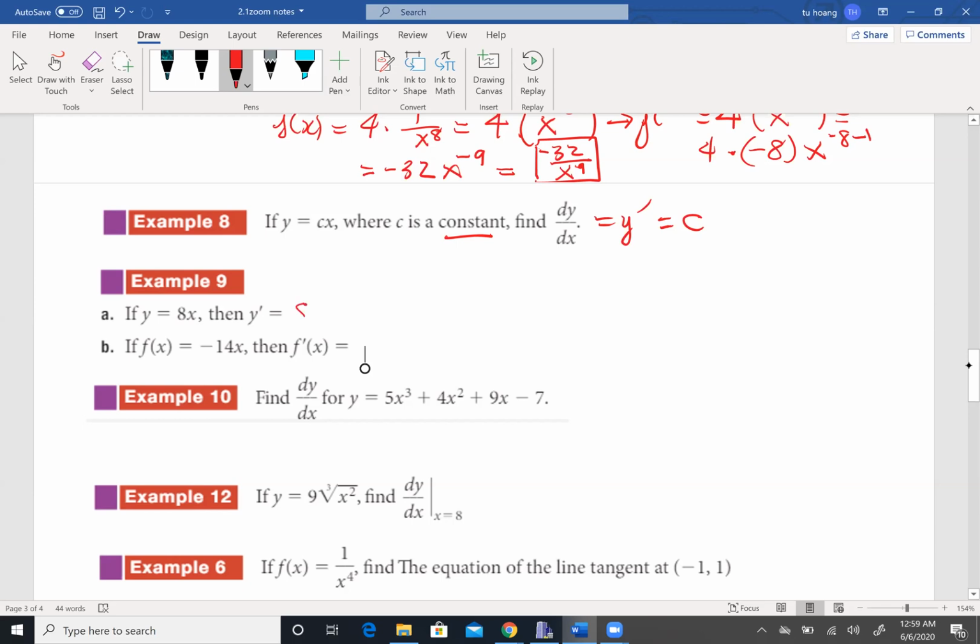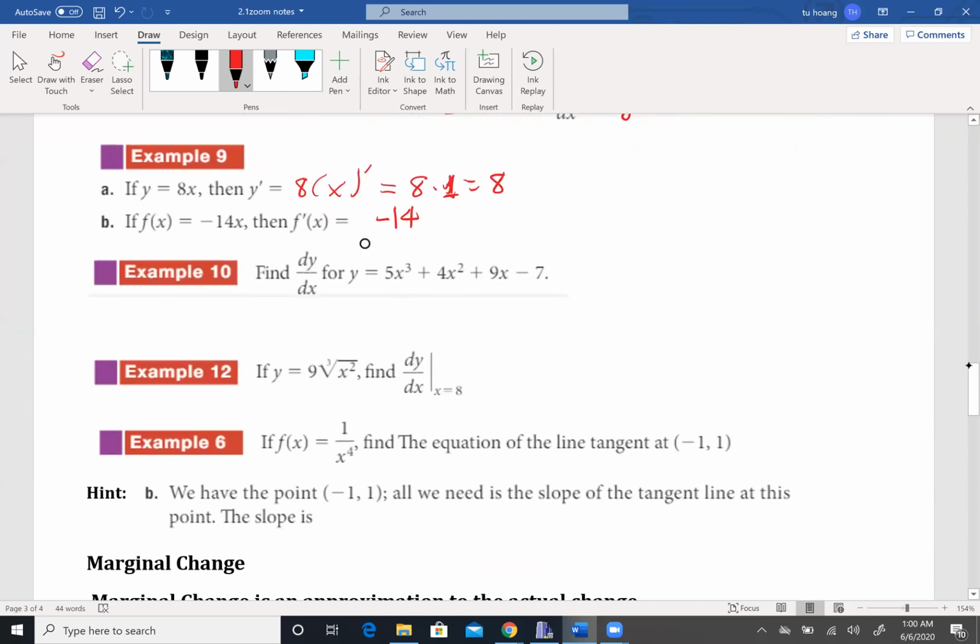So I'm going to just keep 8 and then take the derivative of the x here, and then I'm going to have 8 times 1, which is 8. Okay, or from example 8 there, I can say that the derivative of 8x equals 8. And for b, you now know that you're just going to have negative 14, because a constant multiplied with a function, and the function in here is x.